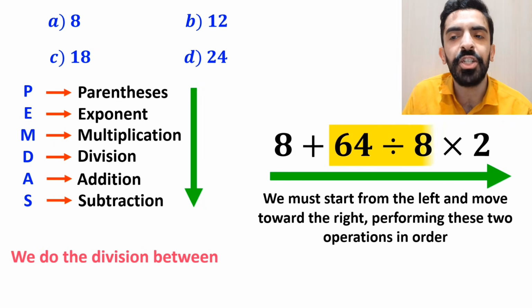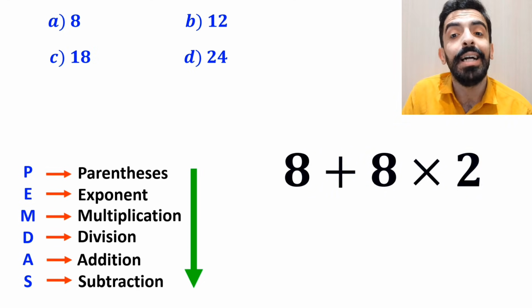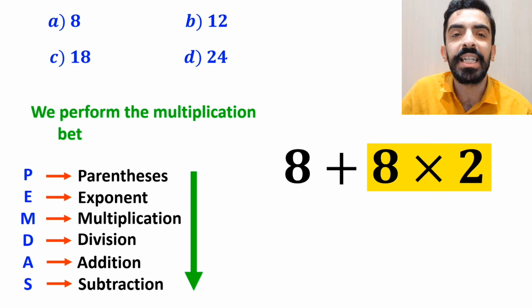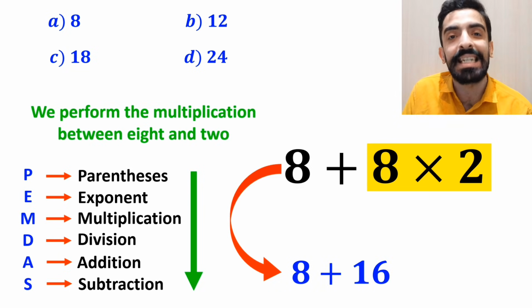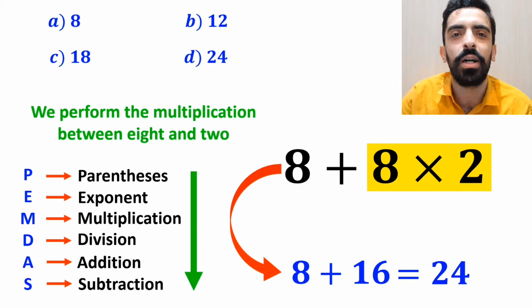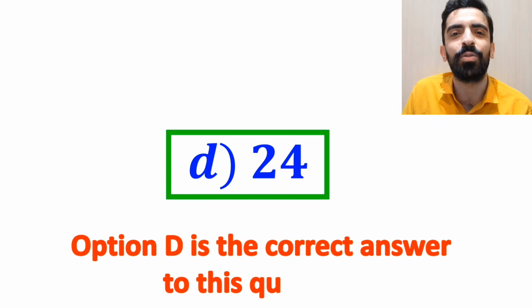So, first we do the division between 64 and 8, and this expression simplifies to 8 plus 8, then times 2. And the final step, we perform the multiplication between 8 and 2, which simplifies this expression to 8 plus 16. And finally, the value of this expression will be 24. That's great. Option D is the correct answer to this question.